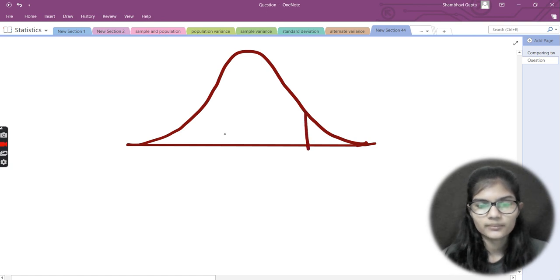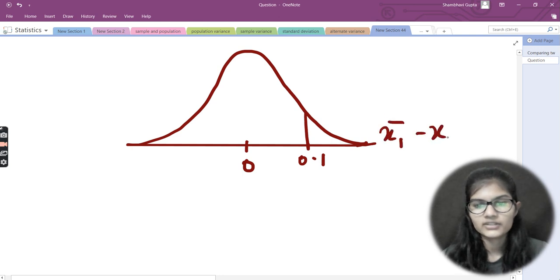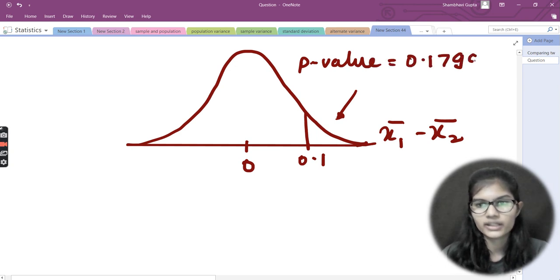Here I could just put some points, and in between it would be 0. This is 0.1, and it is x1 bar minus x2 bar. This particular, what is that? That is my p value. Let me remove this P, and here goes the value. So what is that p value which we had found? 0.1799, right? We had put this.